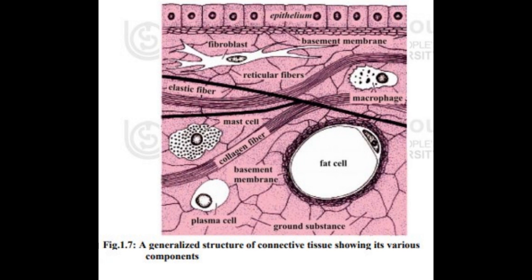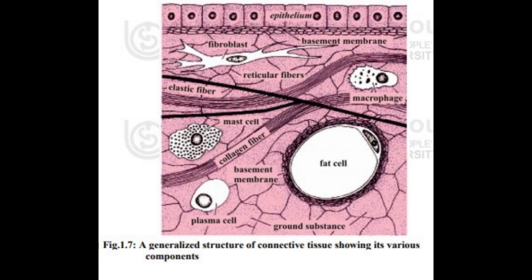bone. The other characteristic feature of all or most connective tissues is that they are involved in structure and support. They are usually derived from mesoderm, the middle layer of the embryonic layers, and are characterized largely by the traits of non-living tissue. Figure 1.7, a generalized structure of connective tissue showing its various components.